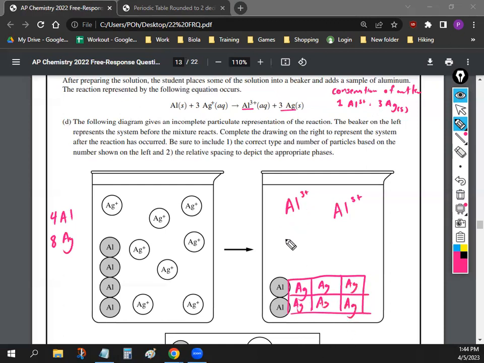All right, and then we just need to finish up drawing all the silver. So if we have 6 of them solidified or precipitated, how many aqueous silvers do we have? 2. That's it. Easy peasy.